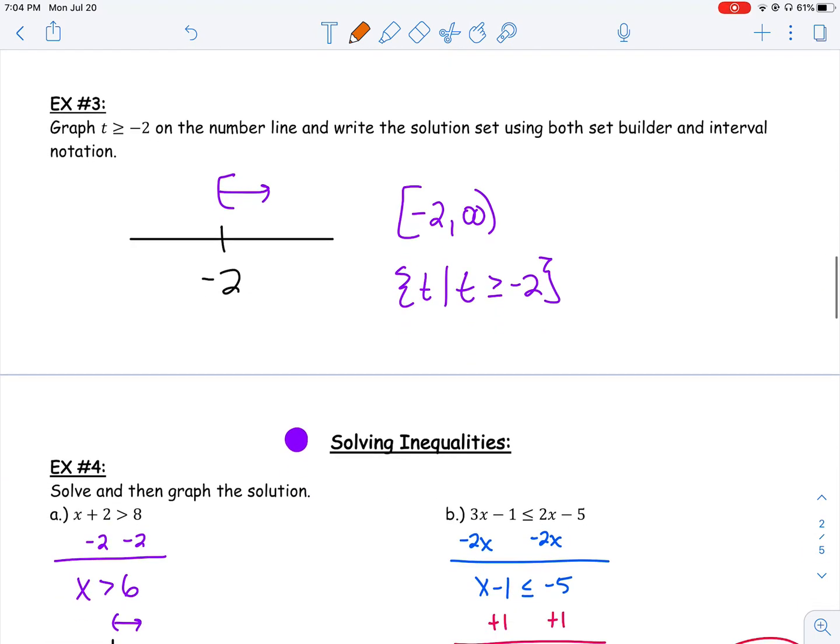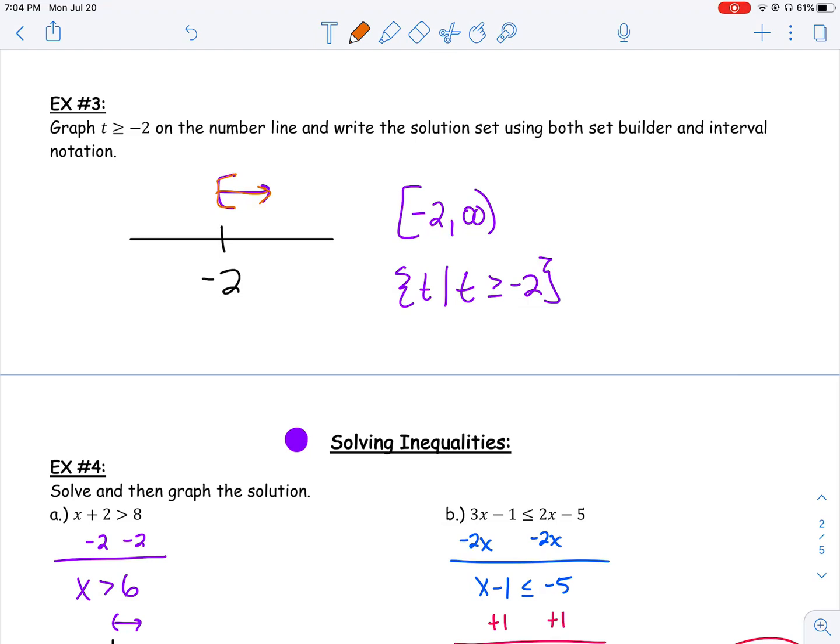So on example number 3, it says graph t is greater than or equal to negative 2 on a number line and write the solution set using both set builder and interval notation. So we have our negative 2 on our number line, and we want to be greater than or equal to, so that's why I have the bracket, it's equal to, and greater than would be to the right, and so that symbolizes anything greater than or equal to negative 2.